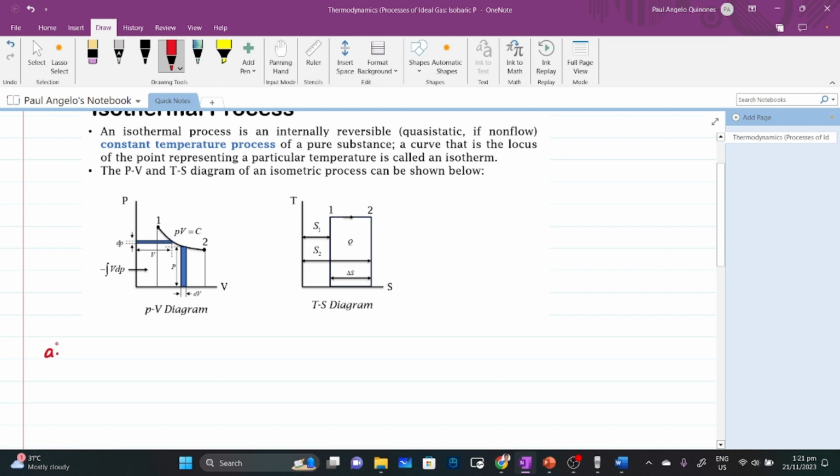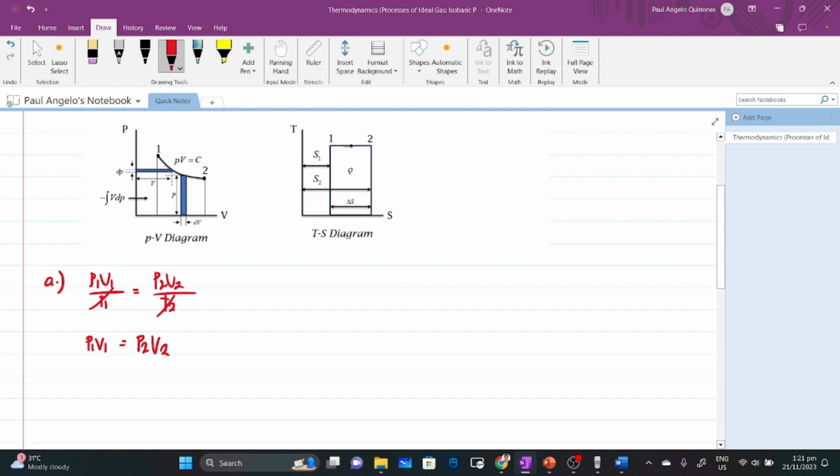In the combined gas law, P1 V1 over T1 is equal to P2 V2 over T2. If the temperature is constant, we can eliminate temperature in our equation, simply leaving us with P1 V1 is equal to P2 V2. If we perform separation of variables, we will have P2 over P1 is equal to V1 over V2. Just cross multiply. So this is your first equation for an isothermal process.